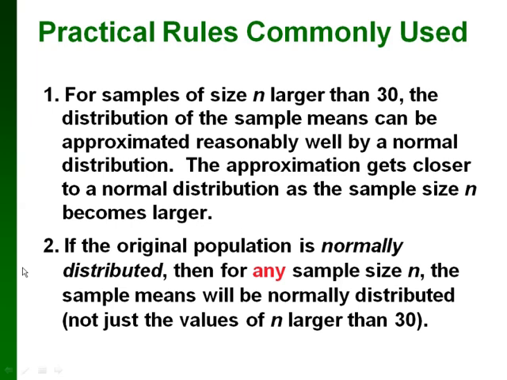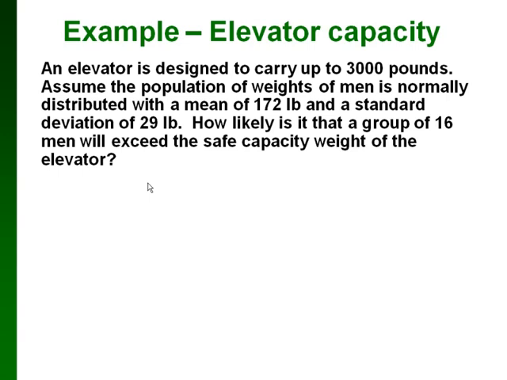The second one is that if our original population is normally distributed, then it doesn't matter what the sample size is. It can be smaller than 30, and still the sample means will be normally distributed. Here's an example. An elevator is designed to carry up to 3,000 pounds. Assume the population of weights of men is normally distributed with a mean of 172 pounds and a standard deviation of 29 pounds. How likely is it that a group of 16 men will exceed the safe capacity weight of the elevator? Figure this out.